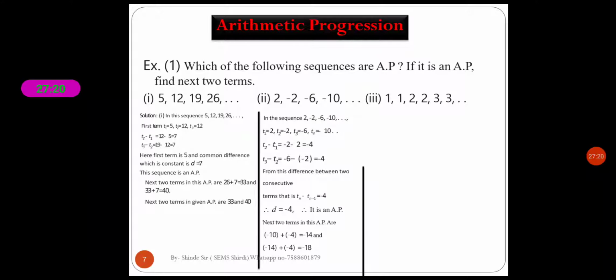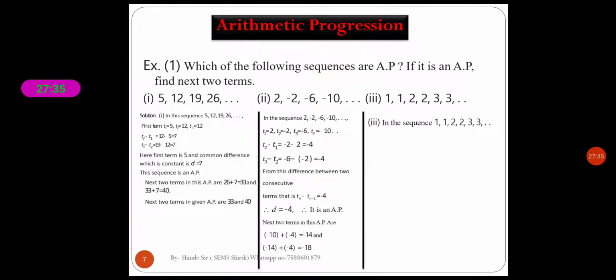Now we see the solution of the third. The sequence is 1, 1, 2, 2, 3, 3. Now in this example, in the sequence 1, 1, 2, 2, 3, 3, this is a definitive sequence.